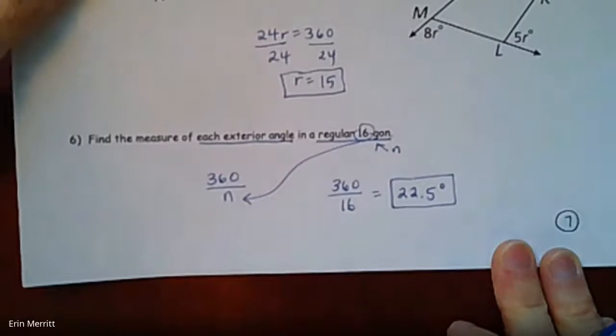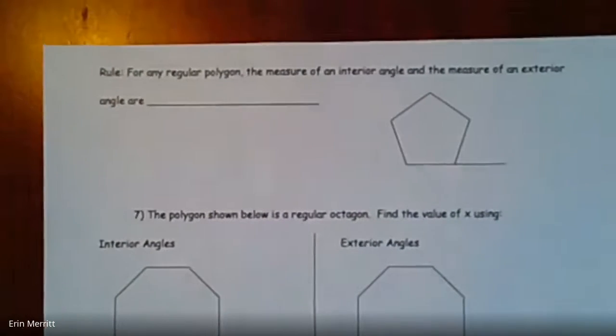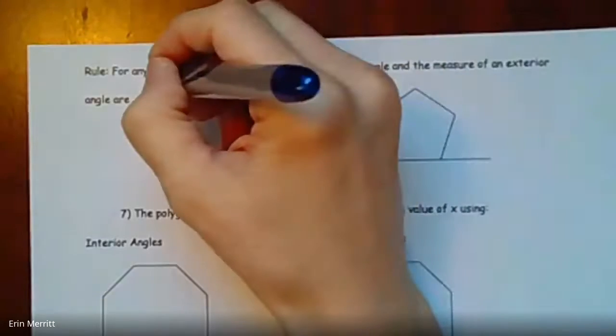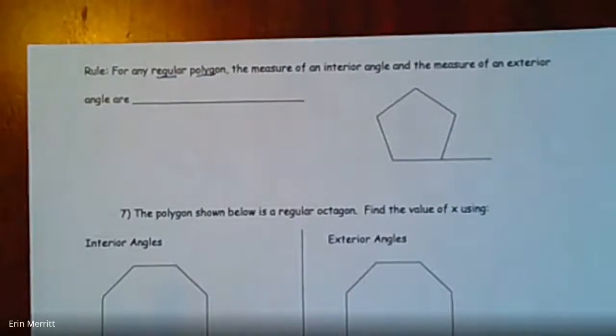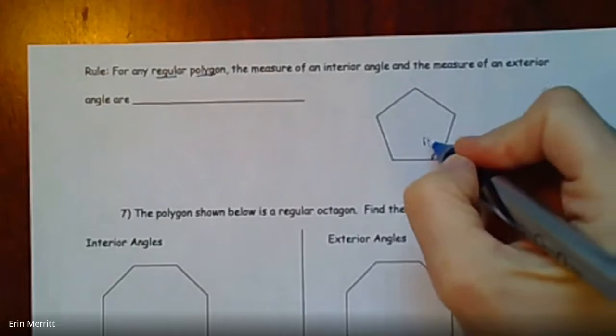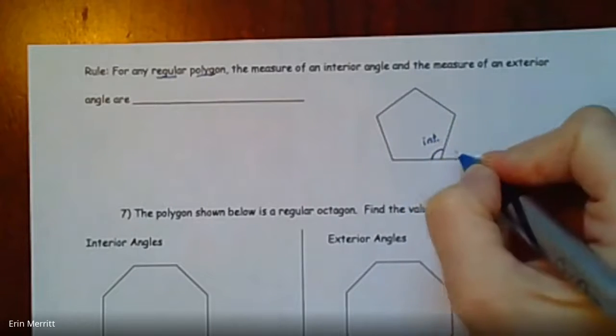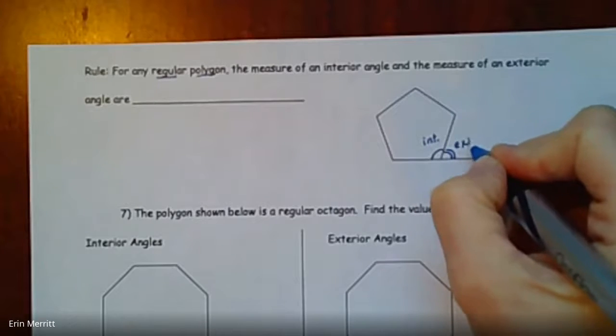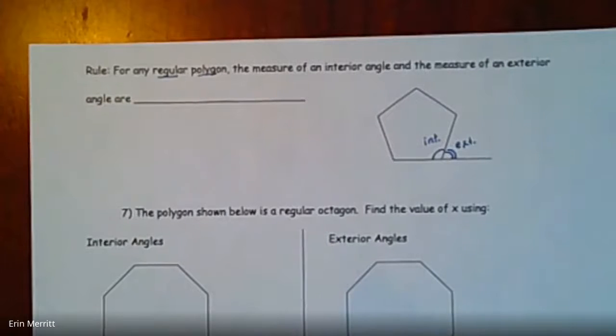All right, you have one last page. Flip it on over. This last page here says the rule for any regular polygon. So regular polygon, the measure of an interior angle and the measure of the exterior angle are something. All right, well, look at the picture. This would be the interior angle. Next to it, that would be the exterior angle. And I just kind of abbreviated with int and ext there.